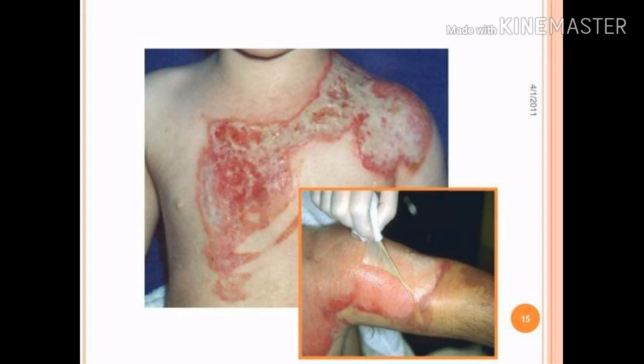Macrophages are a type of white blood cell that ingests or takes in foreign material. Macrophages are key players in the immune response to foreign invaders such as infectious microorganisms.